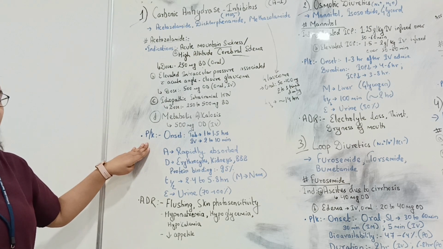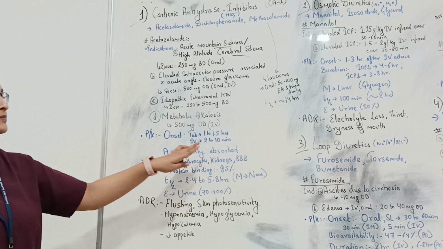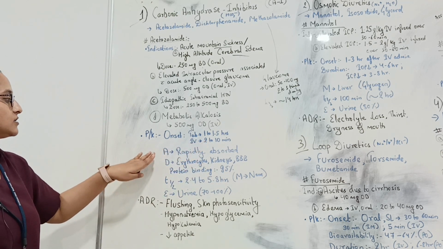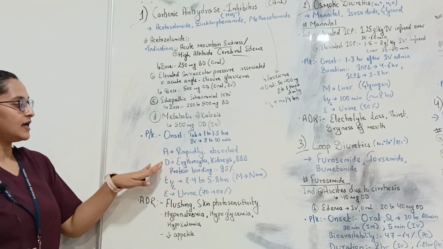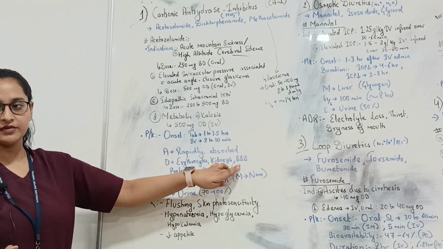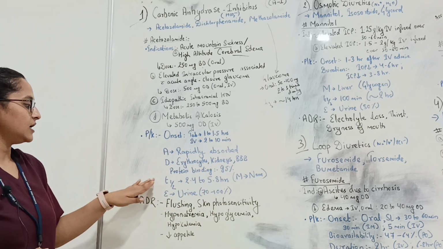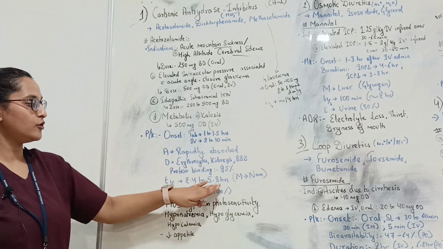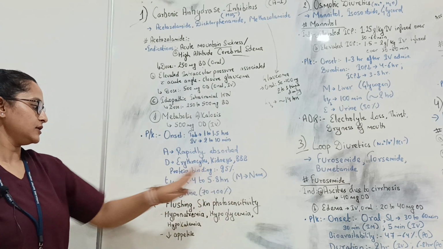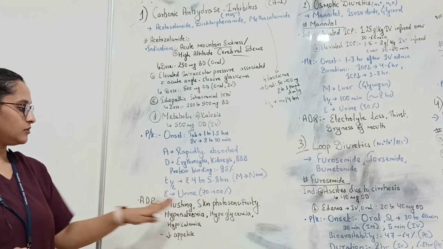Coming to the pharmacokinetics, the onset of action for the tablet is 1 to 1.5 hours, and for IV it is 2 to 10 minutes. It is rapidly absorbed, and the distribution is through erythrocytes, kidneys, and the blood-brain barrier. The protein binding is 95%, the half-life is 2.4 to 5.8 hours, and it is not metabolized. Excretion is through urine, 70 to 100%.